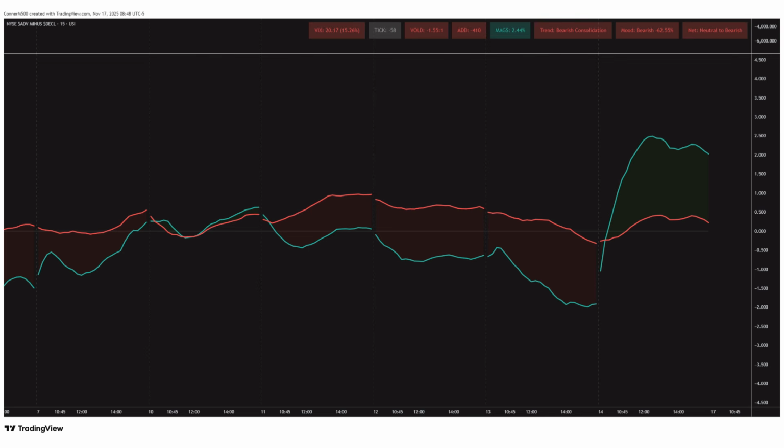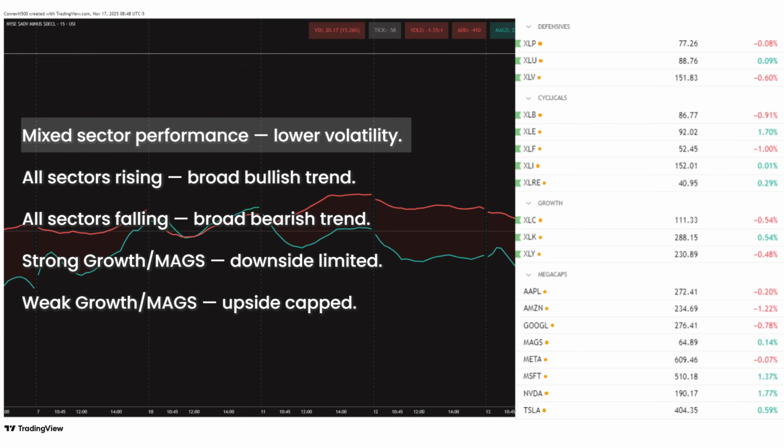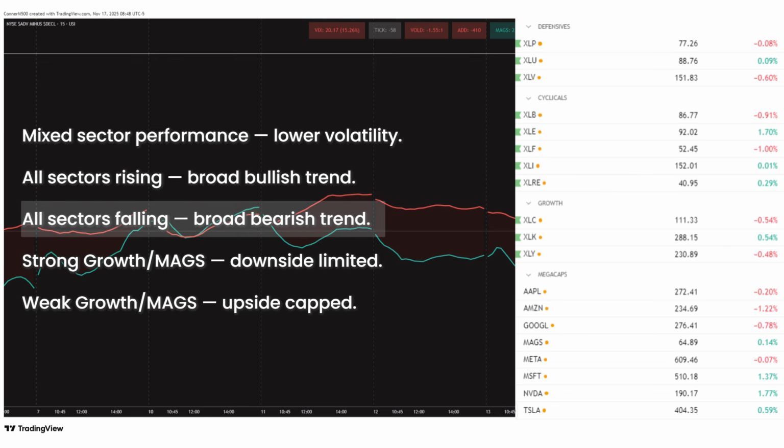It's best used alongside your sector watch list. When sector performance is mixed, some advancing, some declining, volatility tends to be lower. When all sectors are advancing, it generally indicates a strong bullish trend. When all sectors are declining, it generally indicates a strong bearish trend.